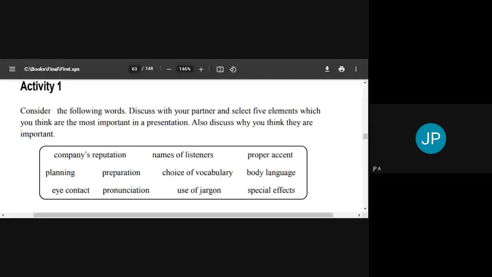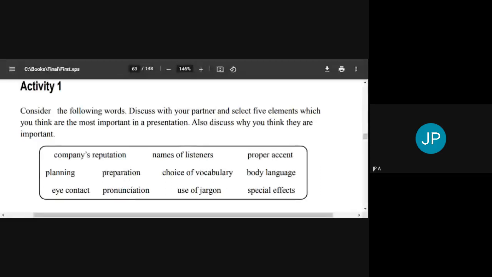Whenever we go for an exam, you have to plan and prepare. Similarly, when you go for making a presentation, there needs to be a lot of planning and preparation. Yes, Fatima. So there is need for a lot of planning and preparation which has to go in before you make a presentation.